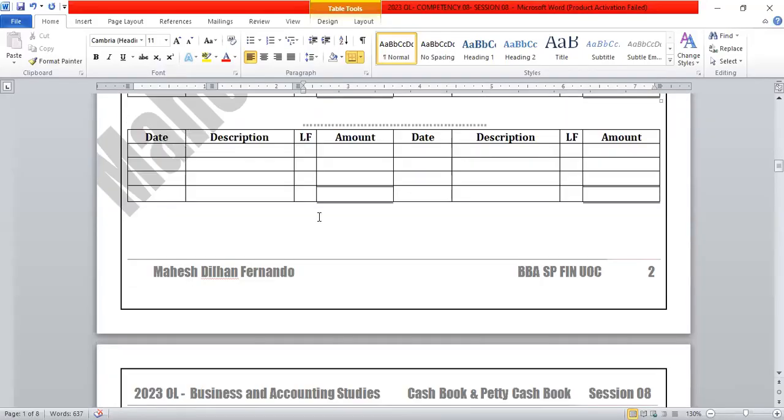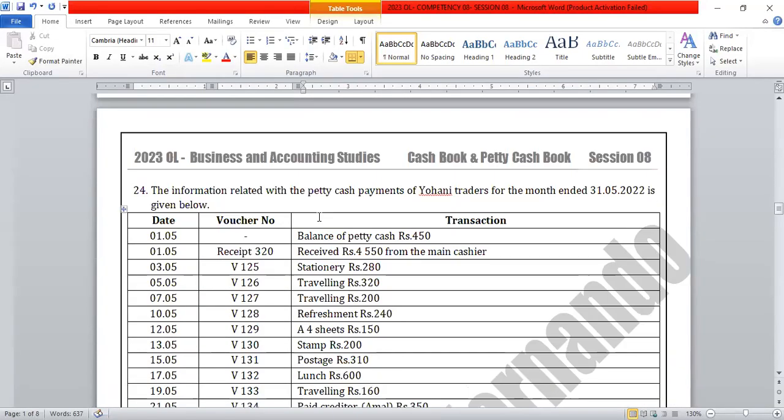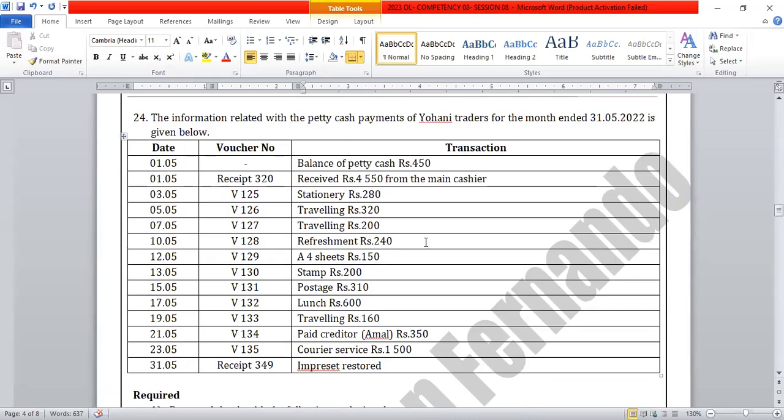Now, let me take you to the next activity. Question number 24. Do we have anything to be analyzed in the ledger column?